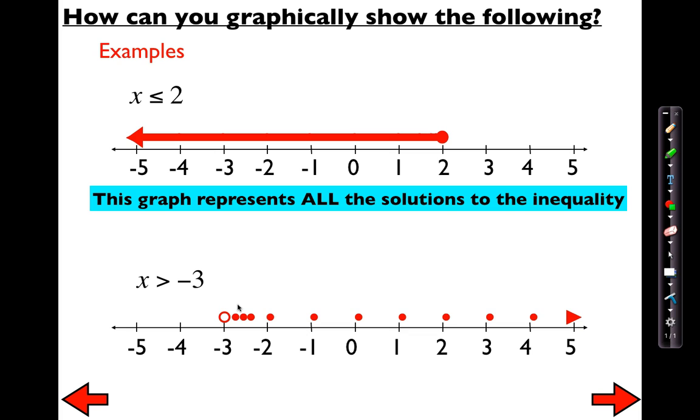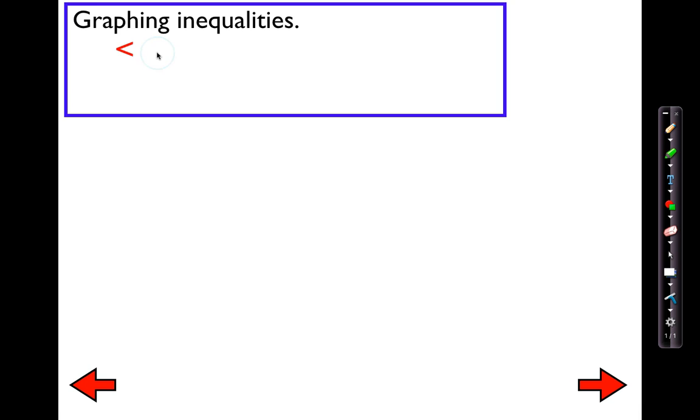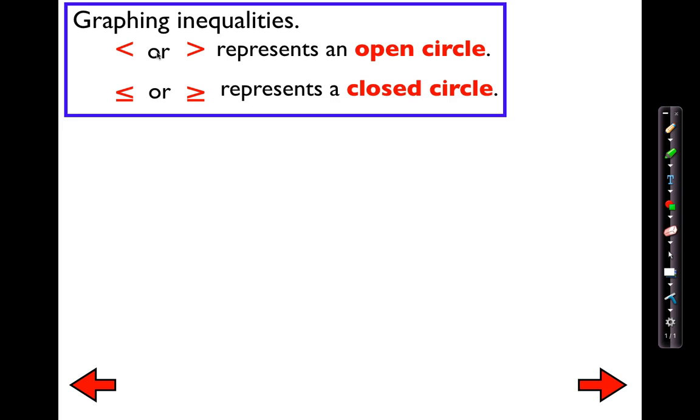And for those reasons, I'm going to go ahead and use an open dot. But anything to the right of that open dot is going to create a true statement for this inequality. So graphing inequalities, you're going to find less than or greater than is going to be an open circle, and less than or equal to or greater than or equal to will be represented by a closed circle. And again, it's not going to include the number, so it has to stay open. But here, since it includes the number, it's going to be filled in.